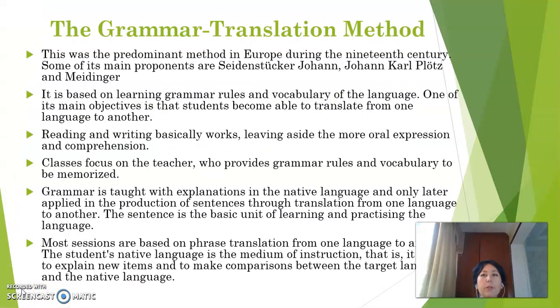The grammar translation method was the predominant method in Europe during the 19th century. Some of the main proponents are Johann Seidenstücker, Johann Karl Plötz, and Meidinger. It's based on learning grammar rules and vocabulary of the language. One of the main objectives is that students become able to translate from one language to another.